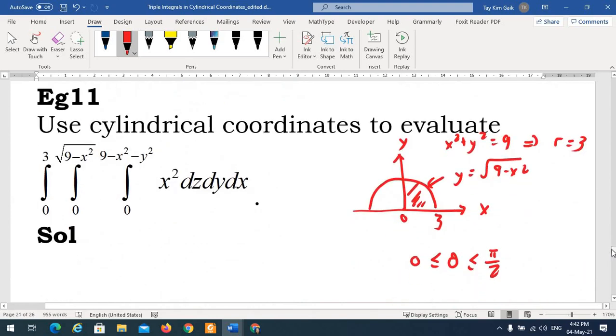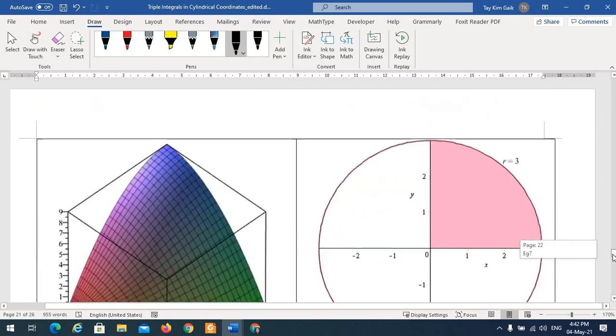Later on, example 11. Y is the same: y from 0, which is on the x-axis, until y equal to square root of 9 minus x squared. So it's an upper semicircle curve, and x from 0 to 3. So now it's confirmed it's only the first quadrant. That's why your theta is from, you rotate here, theta 0 until the y-axis, theta equal to pi over 2. This is example 11.